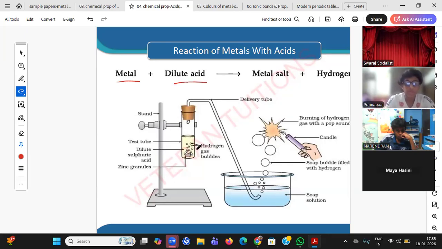You will take some metal. You see what he took? He took some zinc granules. And you need to take acid. What did he take? He took sulfuric acid. He fitted the cork, and from the cork, some tubes are taken.